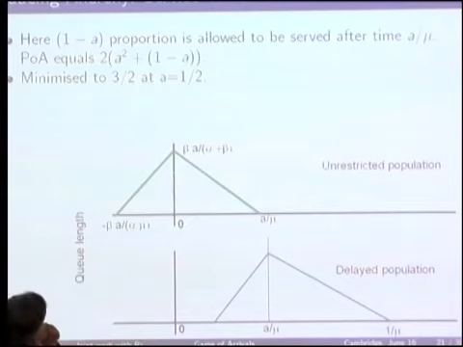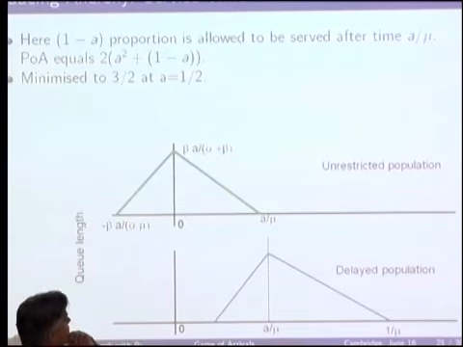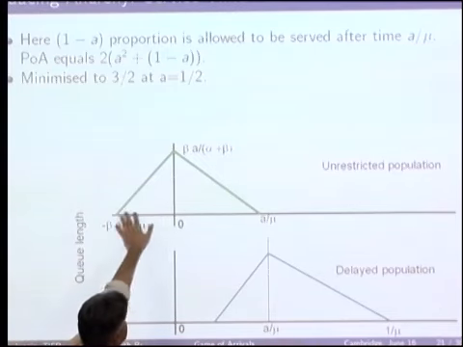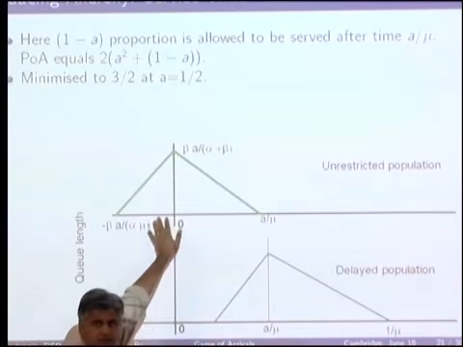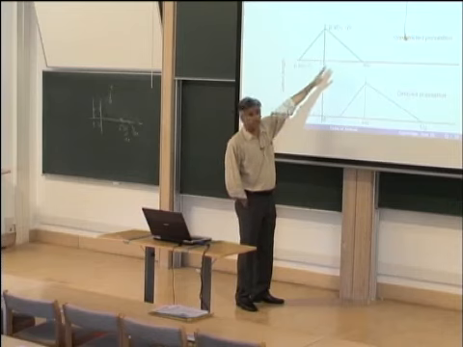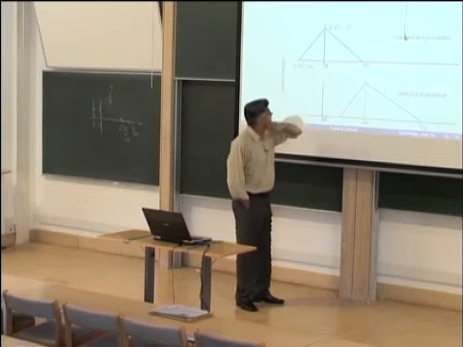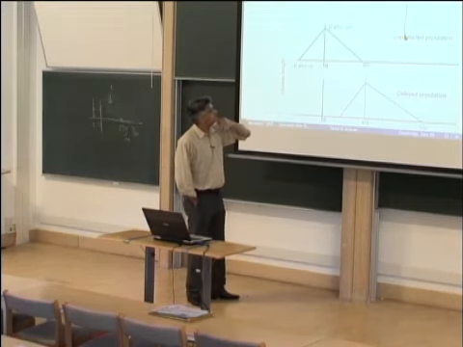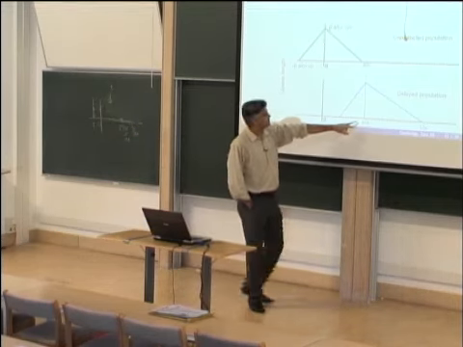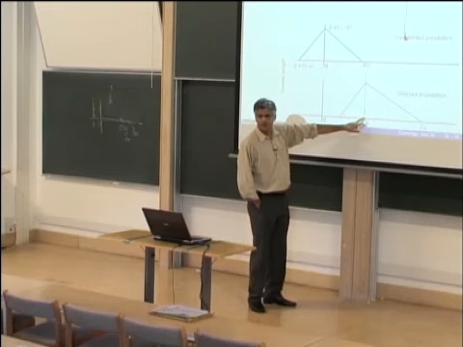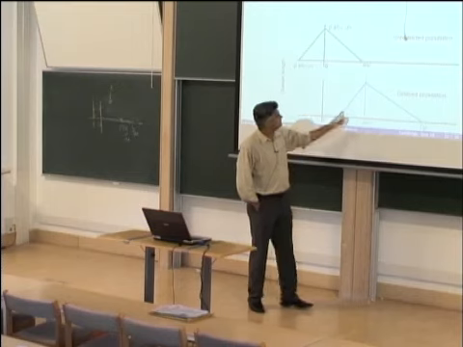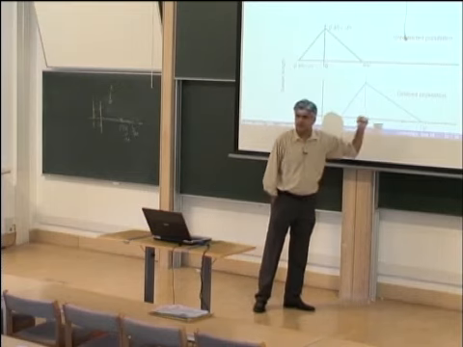Then the first a proportion, which has no restriction, will simply ignore the other class and come as follows. This is how the queue length will look. They'll queue up a little bit early, and they'll finish here. And the class which has restriction cannot come before a by mu, cannot be served before a by mu. So for them, it's as if the server begins to service at this point. So they'll come in this manner.